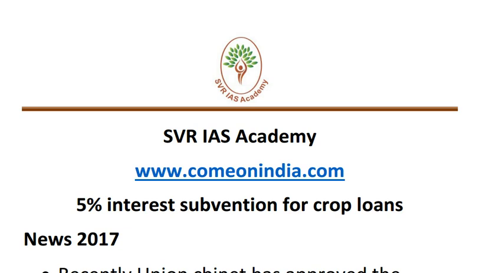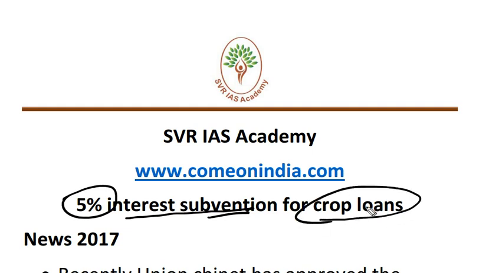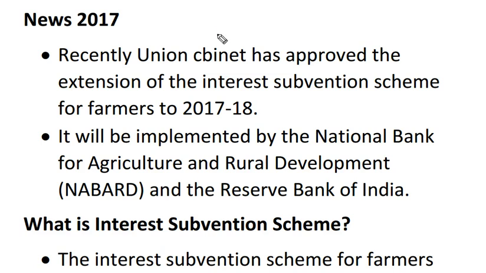ComeOnIndia.com is our website. In this current affairs online video lecture, we are going to see about the 5% interest subvention given by the Government of India to crop loans. The scheme was started in the year 2006. Recently, the Union Cabinet has approved the extension of the interest subvention scheme for the farmers for the year 2017-18. What do you mean by interest subvention scheme?